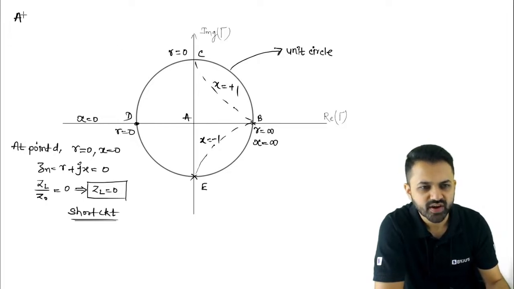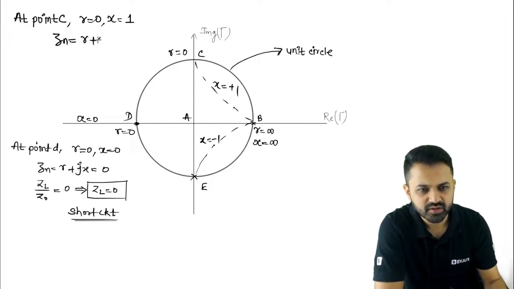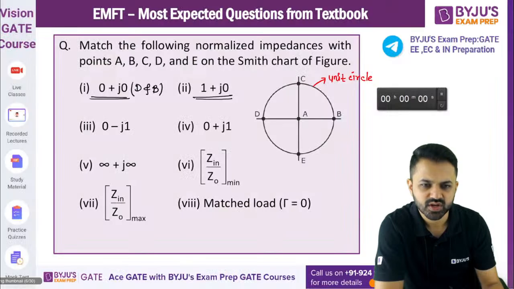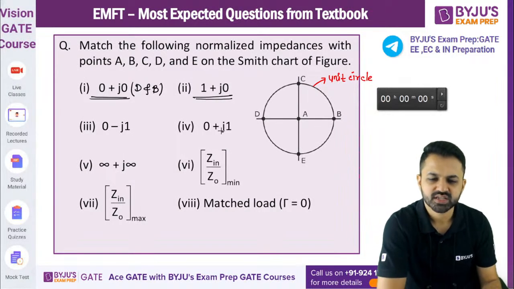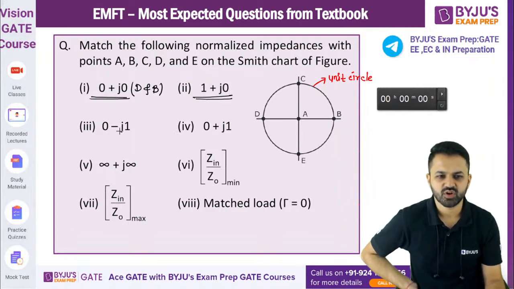At point C, the impedance is r plus jx, that is j. So the normalized impedance ZL upon Z naught is equal to j, so ZL is equal to j Z naught. That means it is a pure inductive element. Which one will represent this, 1 plus j0 or 0 minus 1? So x equal to 1, and this one is representing the point C.